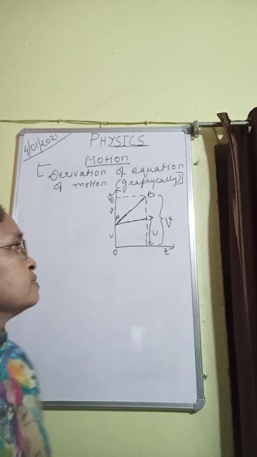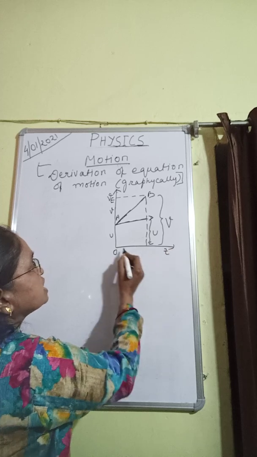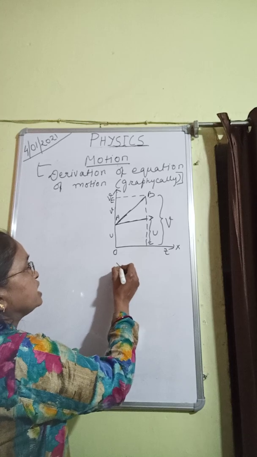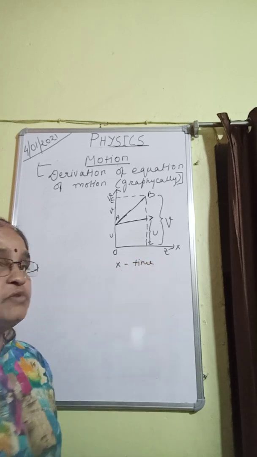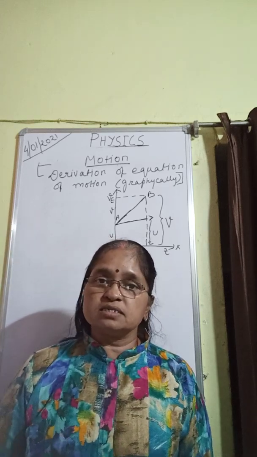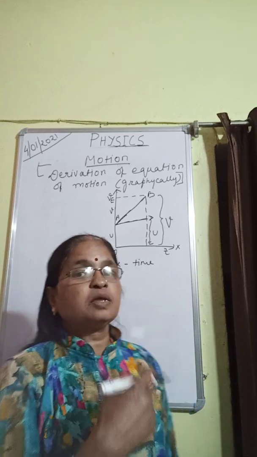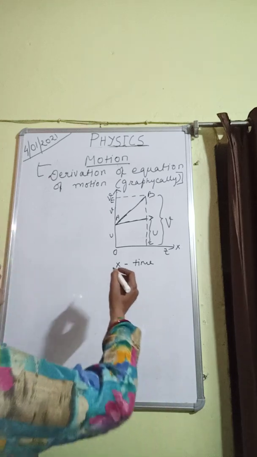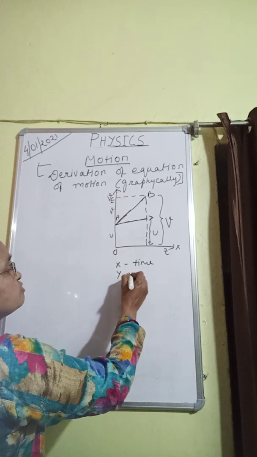So let's start. I have shown you the graph OT, that is, the x-axis represents time. Again I am repeating, why only the x-axis represents time? Why not the y-axis? The x-axis is an independent variable, and the y-axis is the dependent variable. So time is the independent variable. The x-axis shows time. The y-axis here we are showing velocity.